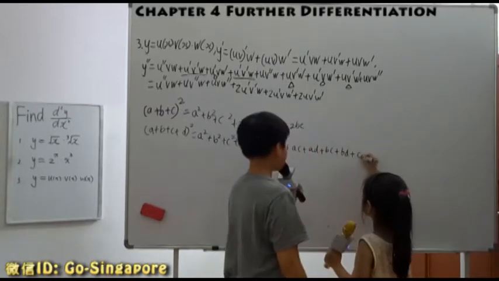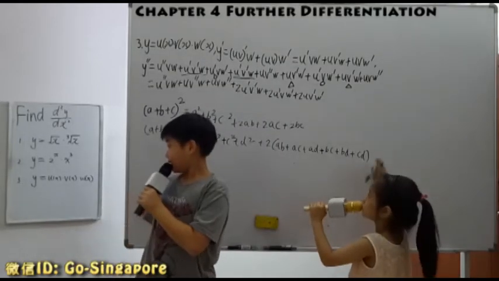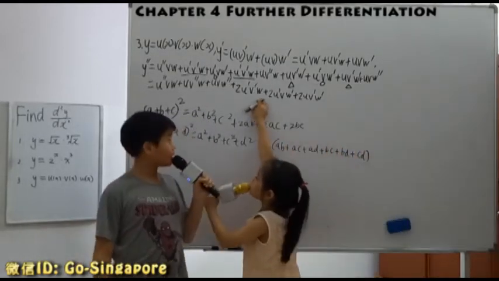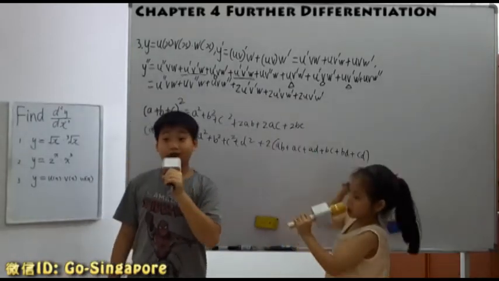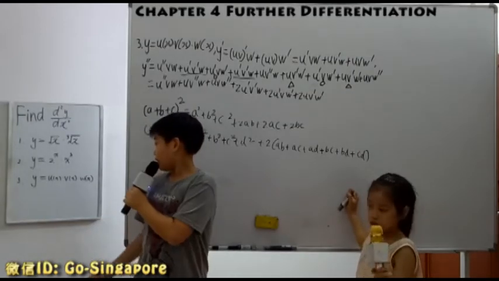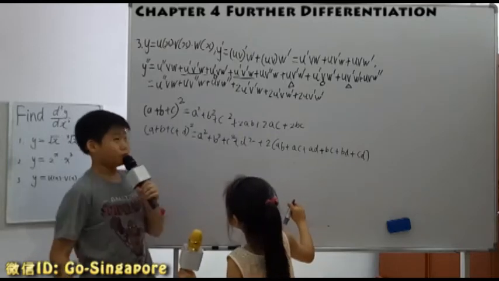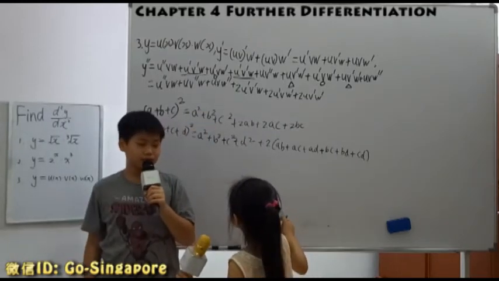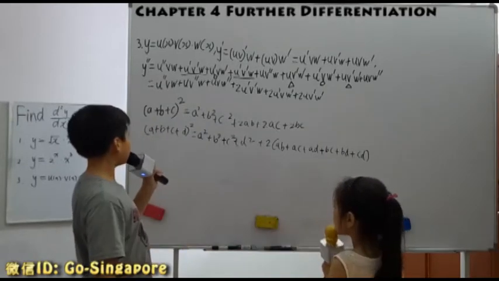Plus this is CD, thus it will follow the pattern. These three together can also take out the two, and this also. So there's a pattern, right? And over here, three times together is 3 plus. But where do we get that square?